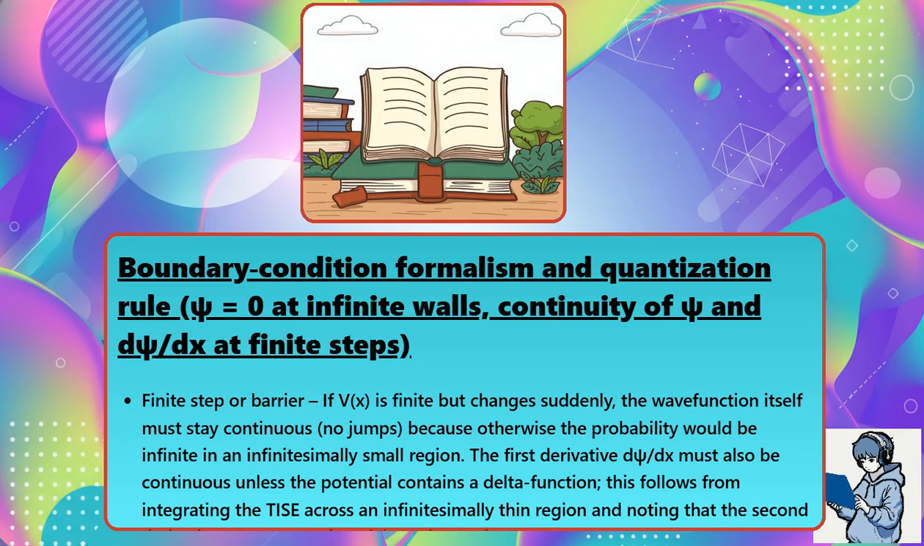Finite step or barrier. If V(x) is finite but changes suddenly, the wave function itself must stay continuous, no jumps, because otherwise the probability would be infinite in an infinitesimally small region. The first derivative dψ/dx must also be continuous unless the potential contains a delta function. This follows from integrating the time-independent Schrödinger equation across an infinitesimally thin region and noting that the second derivative cannot contain a delta unless V does.